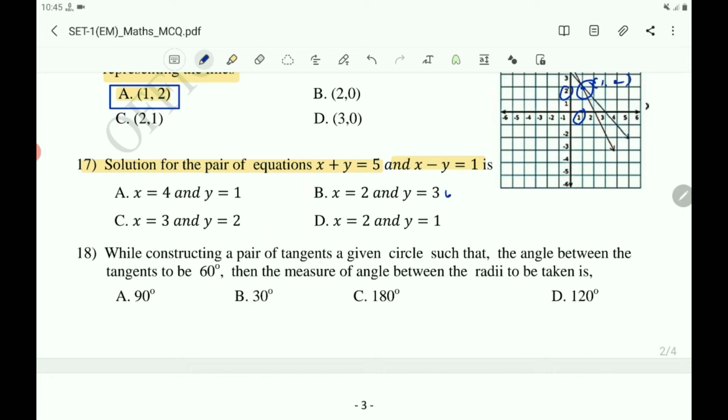Then you take 3 plus 2, 3 minus 2. So you will get 5, you will get 1 here. So option C is the answer. It is a simple equation that you can find by the trial and error method. 3 plus 2 equals 5, 3 minus 2 equals 1.